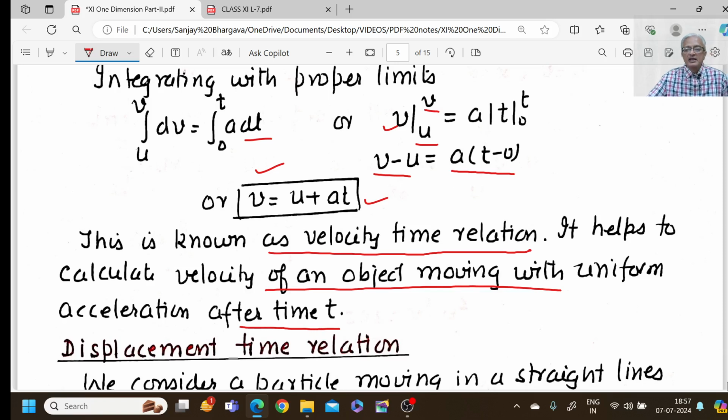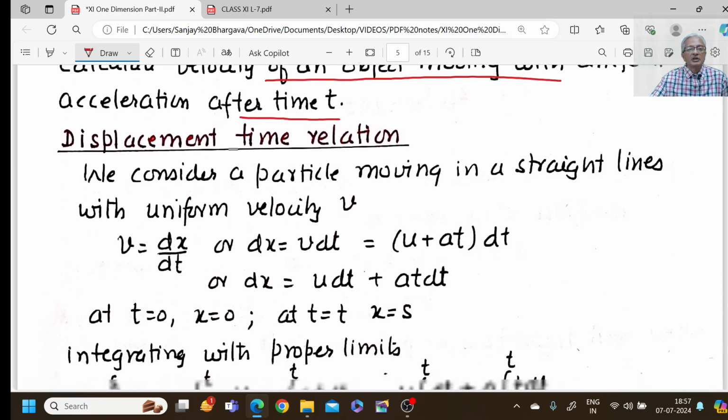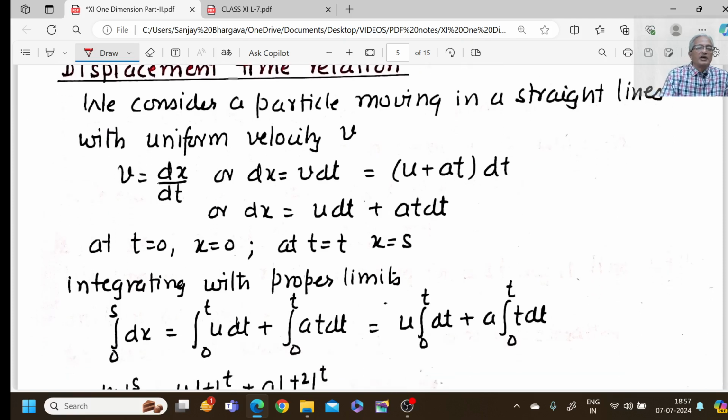Now, the second equation of motion, that is the displacement time relation. We consider a particle moving in a straight line with uniform velocity v. So v can be written mathematically as dx by dt, or dx can be written as v dt. Just now we have put v is equal to u plus at. So replace v by u plus at. dx can be written as u dt plus at dt.